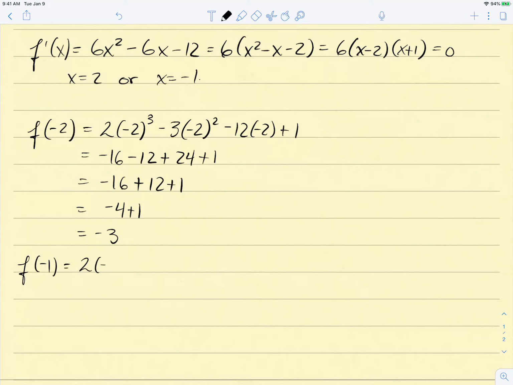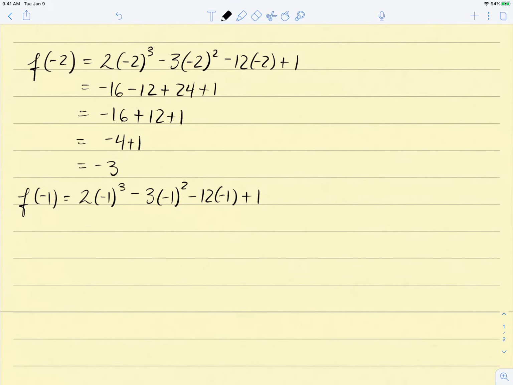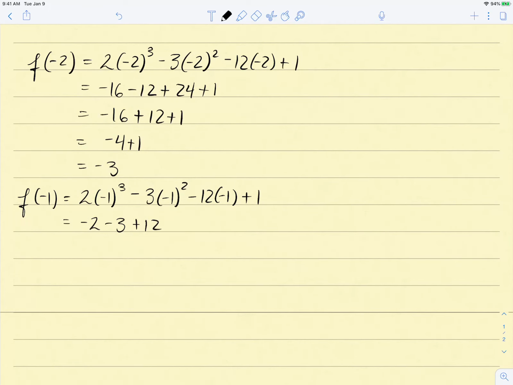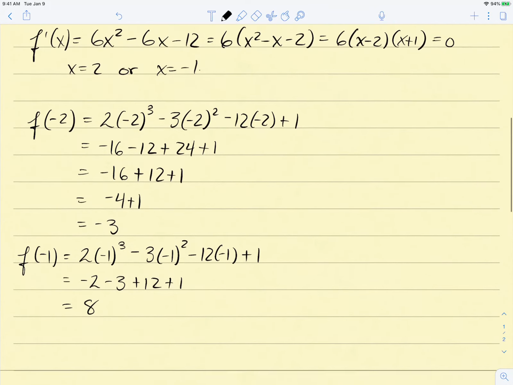So that's going to be 2 times negative 1 cubed minus 3 times negative 1 squared minus 12 times negative 1 plus 1. So we have negative 1 cubed is negative 1. So that's negative 2. Negative 1 squared is positive 1 times negative 3 is negative 3. Negative 12 times negative 1 is positive 12 plus 1. So we have negative 3 plus 12 is positive 9, minus 2 is positive 7, plus 1 is 8. Okay, that's 2 of our 4 points.